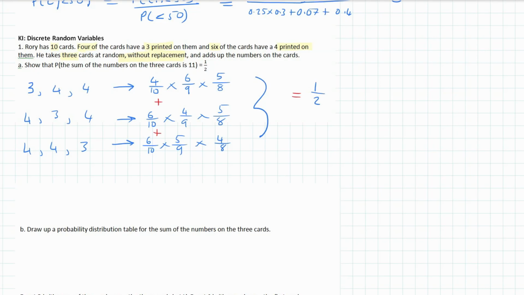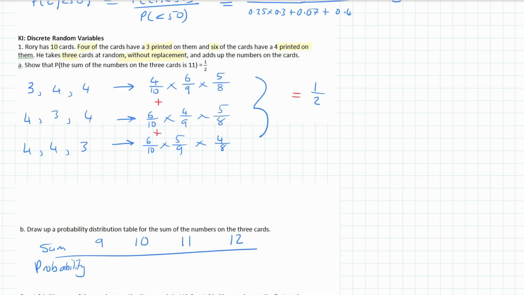Okay, now we're going to do a probability distribution table for this. So what are the different results we can get? Well, we know that we can get 3, 3, and 3, which is 9. We know we can get a 10: 3, 3, and 4. We've already ascertained we can get an 11. And 12 is the highest we can get, if we get a 4 each time. And then we want the probabilities.